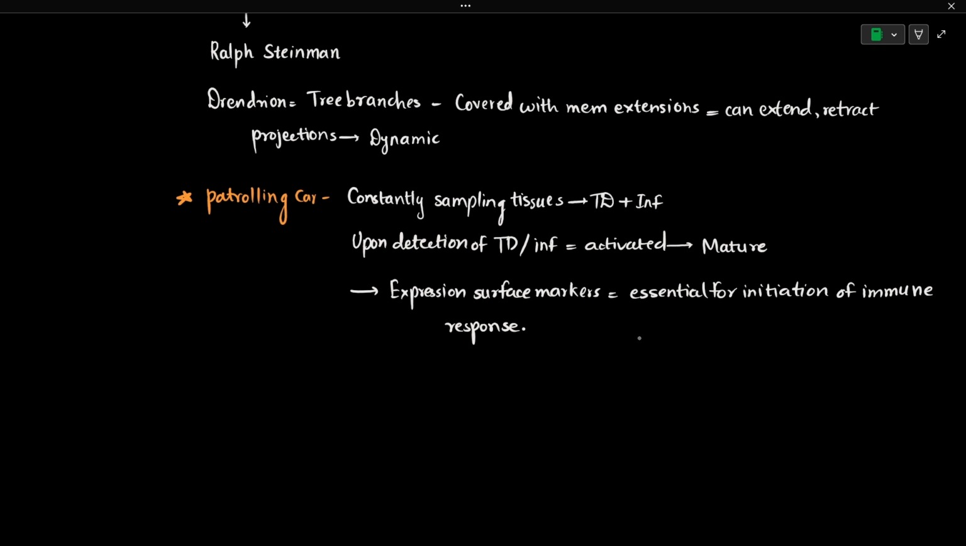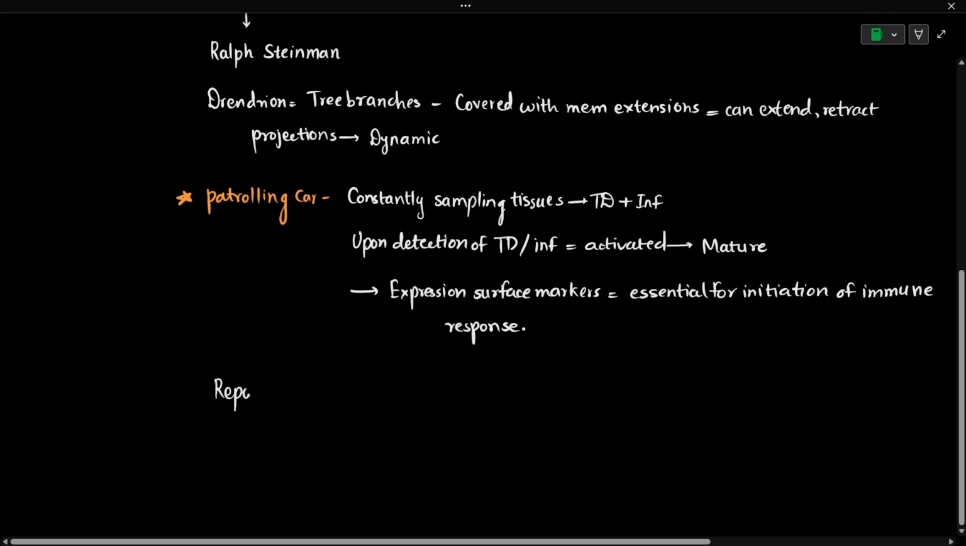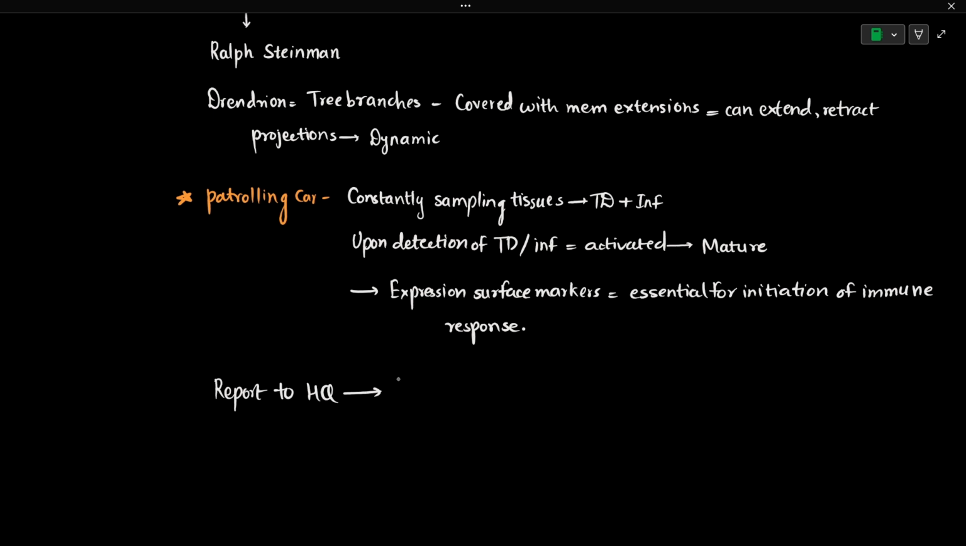In the same way, what do dendritic cells do? They migrate to the nearby lymph nodes, to the nearby lymph vessels. They drain there, and then they present those antigens to the naive T cells, and that is what we call reporting to headquarters. So those dendritic cells also report to the headquarters, meaning they drain into the nearby lymph node, so they migrate to the nearest lymph node.